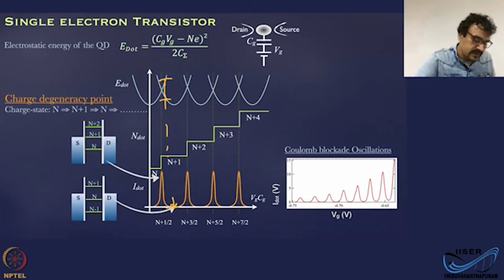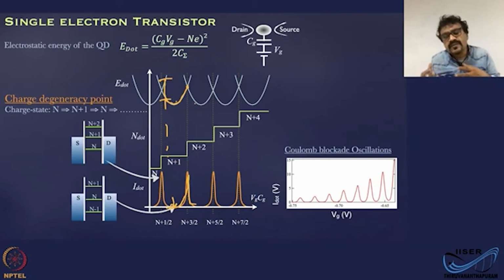And you go further, then you are going to go through this parabola and eventually you will reach another point where n plus 2 and n plus 1 are degenerate. Then again you can get a current flowing through the system. And again you will go down if you increase the gate voltage further, and so on. So you are going to get a periodic array of peaks in the current, or you are going to see oscillations of the current as a function of the gate voltage. That is called Coulomb blockade oscillation, because this is arising because of the phenomenon of Coulomb blockade.